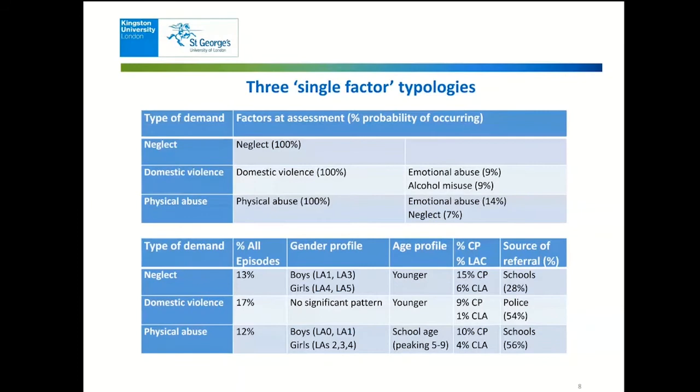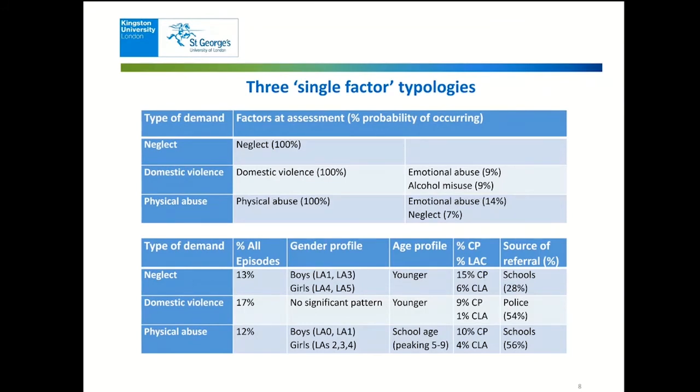Now, the third single factor typology is the physical abuse. So again, 100% of cases with physical abuse, and some likelihood that emotional abuse or neglect would be assessed at the same time. It's about 12% of episodes. Again, differences between local authorities, whether it's more boys or girls, and these are school-age children being referred in, the majority of them by schools, and where about 10% of them are going through to child protection procedures, and about 4% resulting in an episode of care.